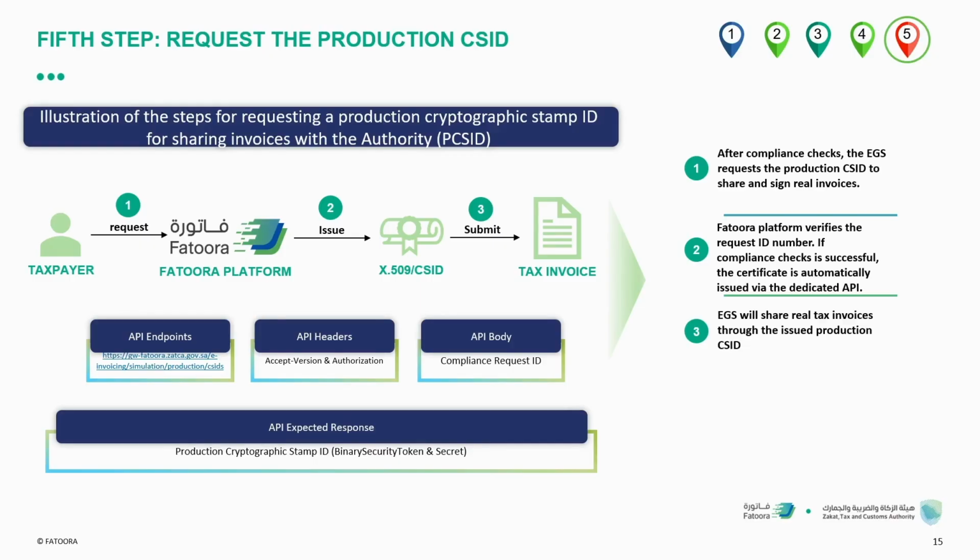If any required compliance checks are incomplete, the platform will return an API response detailing the missing steps. For example, if the taxpayer forgot to submit a simplified debit note, they will receive it in the API response, which indicates that they still have this document missing from the compliance checks phase, which allows the taxpayer to go to the previous step, which is the compliance checks phase, and complete all the missing types of documents.